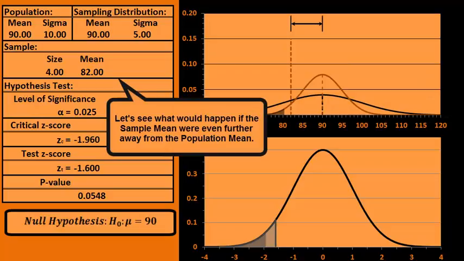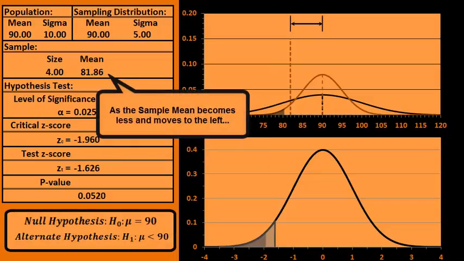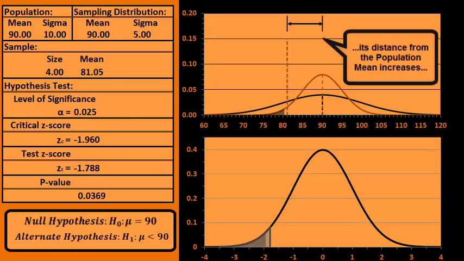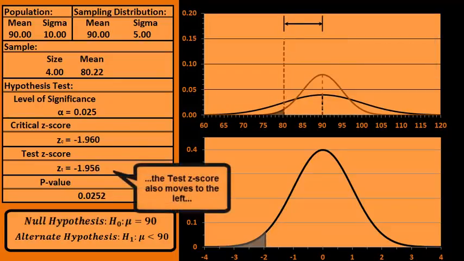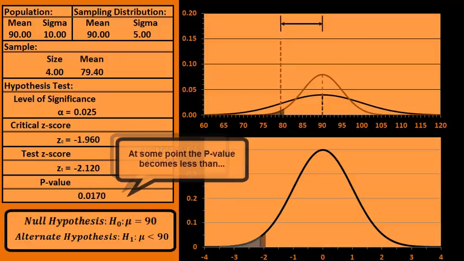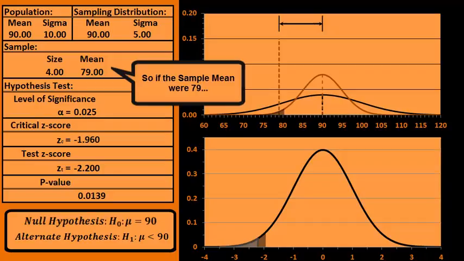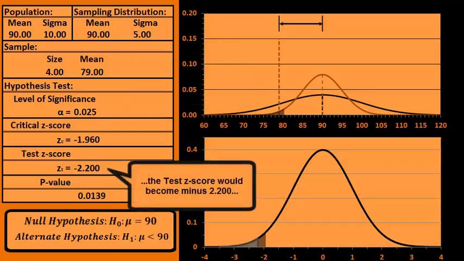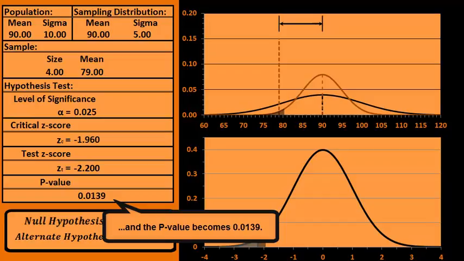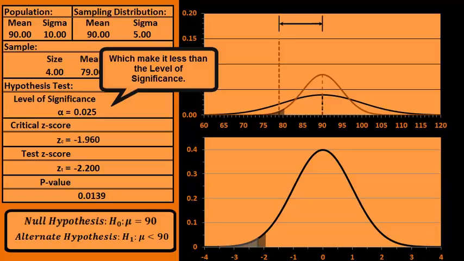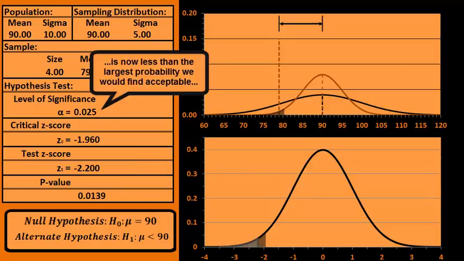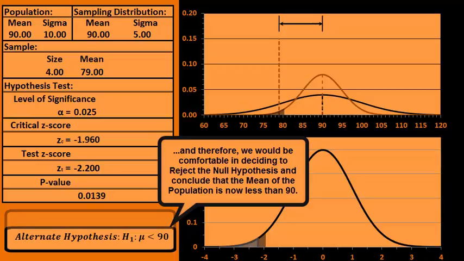Let's see what would happen if the sample mean were even further away from the population mean. As the sample mean becomes less and moves to the left, its distance from the population mean increases. The test z-score also moves to the left, and the p-value decreases. At some point, the p-value becomes less than the level of significance. So if the sample mean were 79, the test z-score would become minus 2.2, and the p-value becomes 0.0139, which makes it less than the level of significance. This means that the probability of making a type 1 error is now less than the largest probability we would find acceptable, and therefore we would be comfortable in deciding to reject the null hypothesis and conclude that the mean of the population is now less than 90.